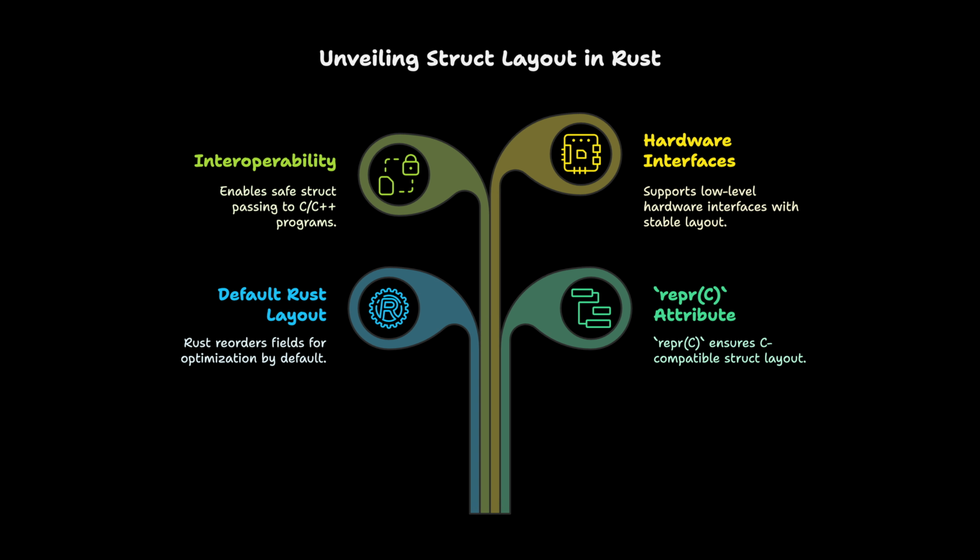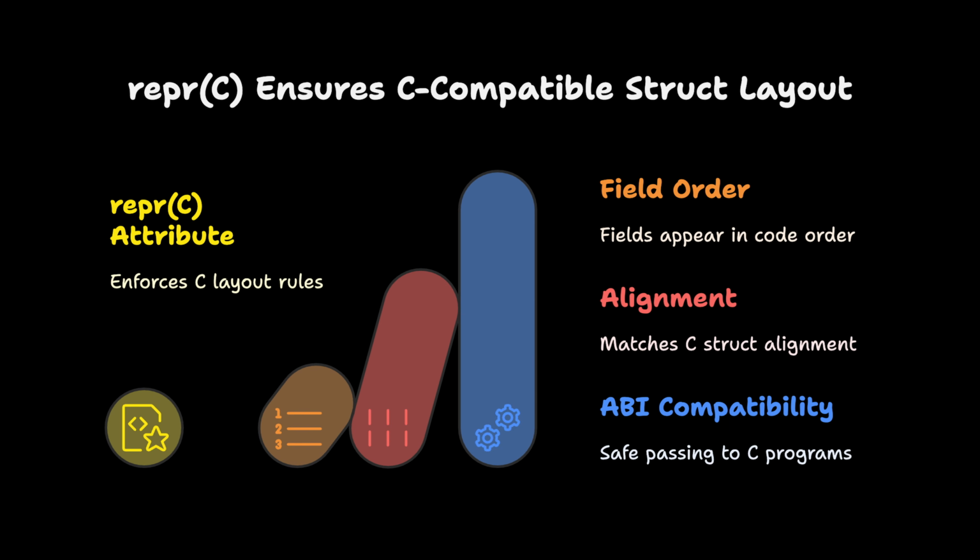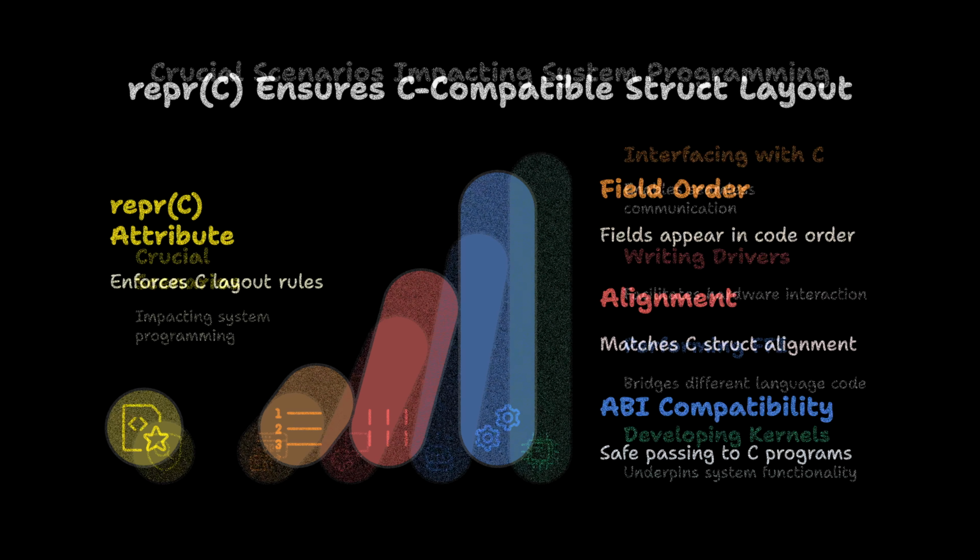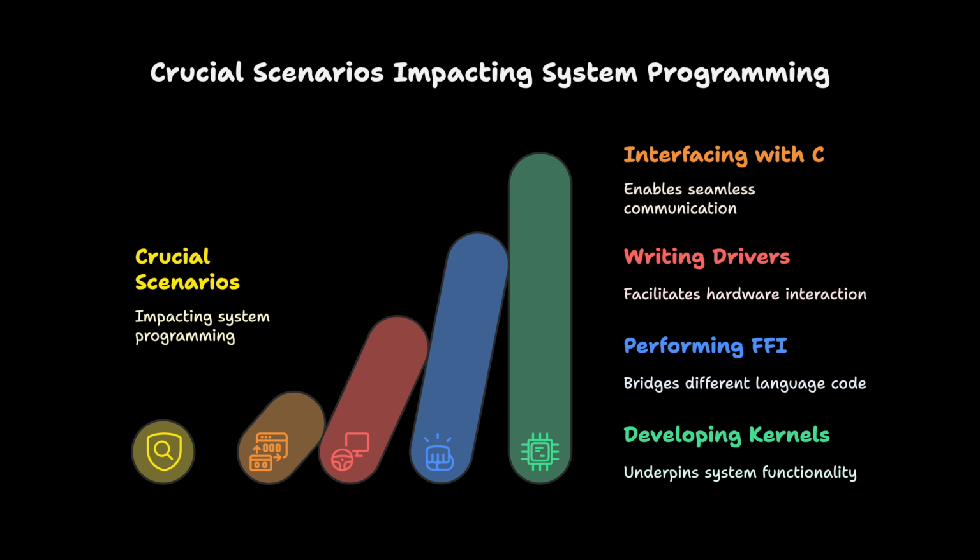This is essential for interoperability, as it allows you to safely pass this struct to programs written in C or C++, or use it with low-level hardware interfaces that expect a predictable, stable memory structure. This guarantees field order, alignment, ABI compatibility. This is essential when interfacing with C, writing drivers, doing FFI, writing kernels or embedded code.